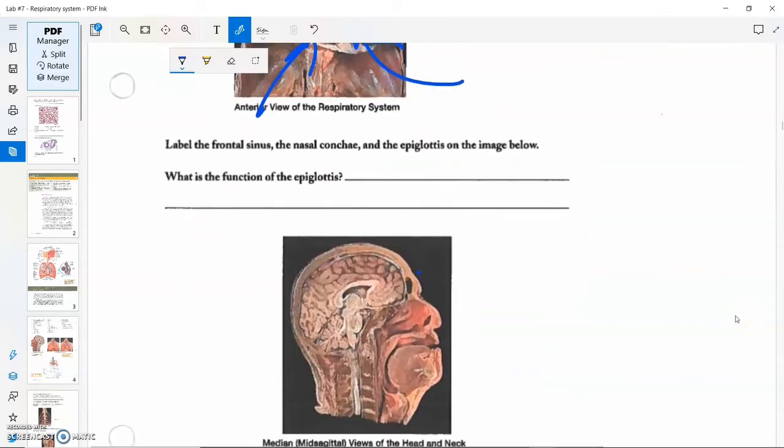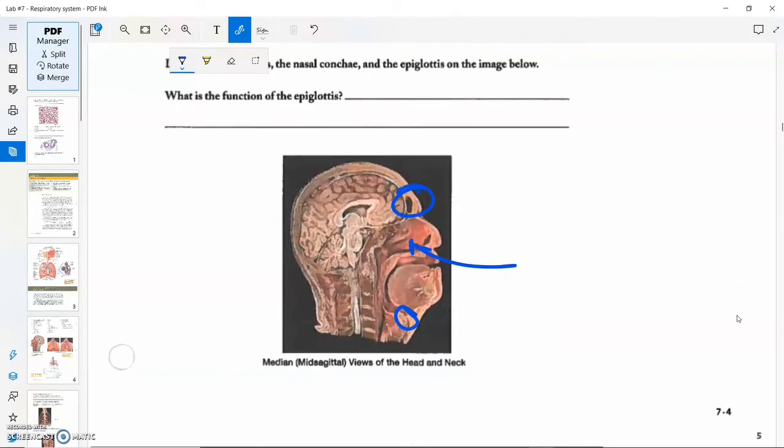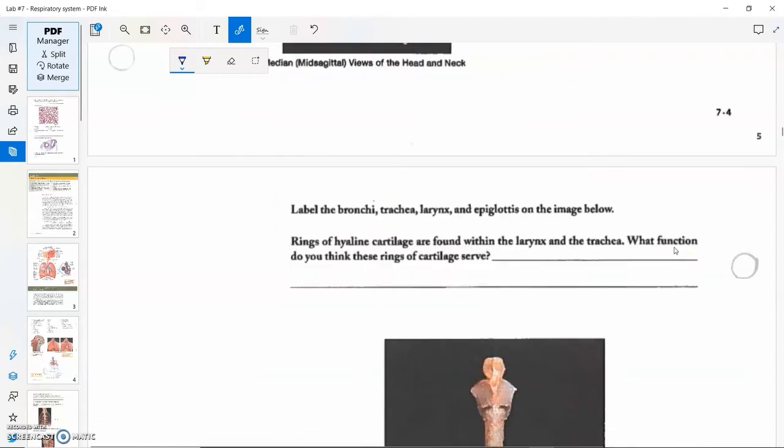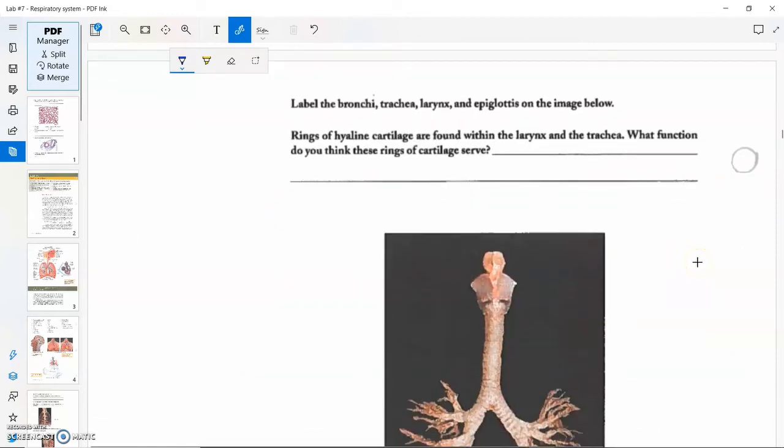Now frontal sinus, nasal conchae, and epiglottis are here. That's epiglottis. The function of epiglottis is to close the larynx and trachea when you swallow, to prevent food from being aspirated into the lungs. So here's epiglottis, trachea, larynx, and bronchi.